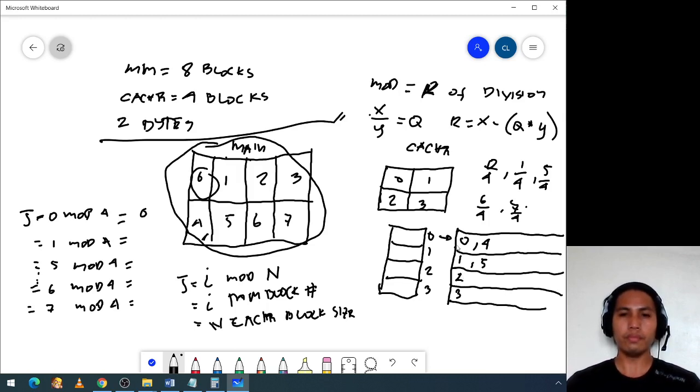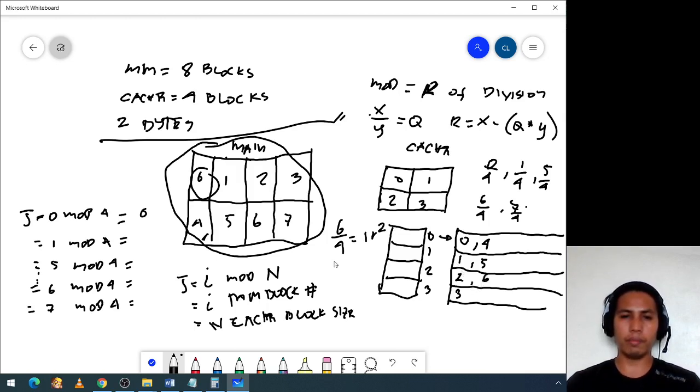Nakuha? Yung remainder po ang titignan po natin. The next 6. 6 divided by 4, that is actually 1. And ang remainder niya, 2. So nasa index 2 siya.